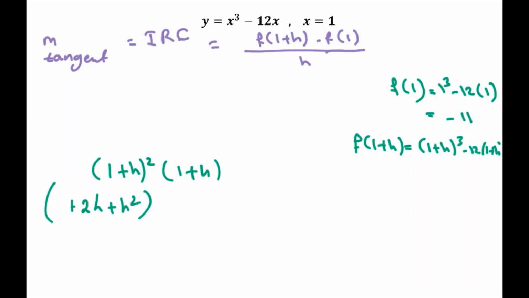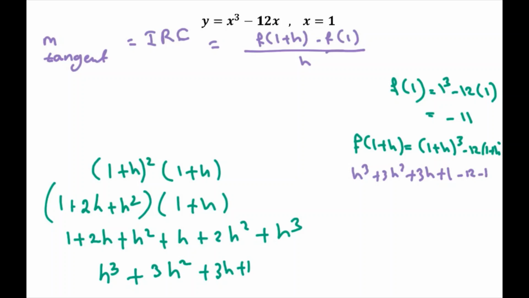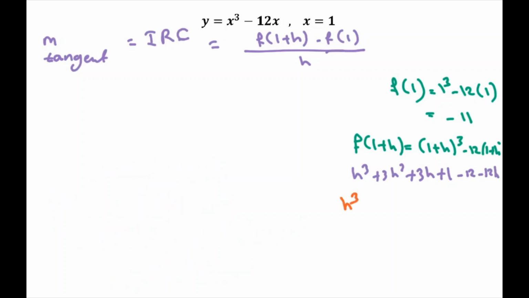Okay, that's 1 plus 2h plus h squared. Multiply by 1 plus h, and then you multiply them. So 1 plus 2h plus h squared plus h plus 2h squared plus h cubed. Put them in order: h cubed plus 3h squared plus 3h plus 1. So that's going to be my first part. And then minus 12 minus 12h. So it will be h cubed plus 3h squared minus 9h minus 11.